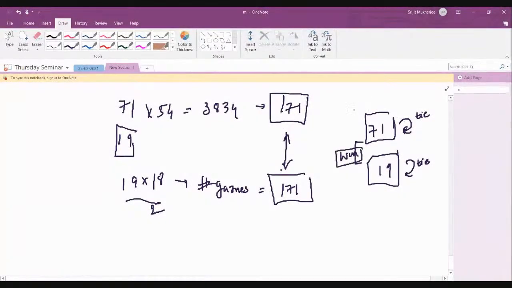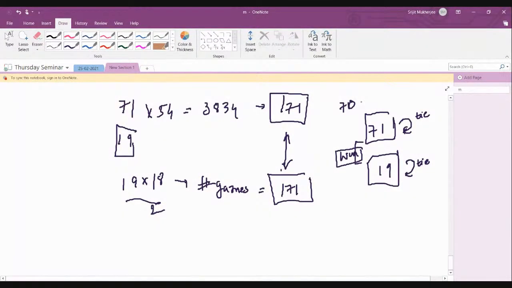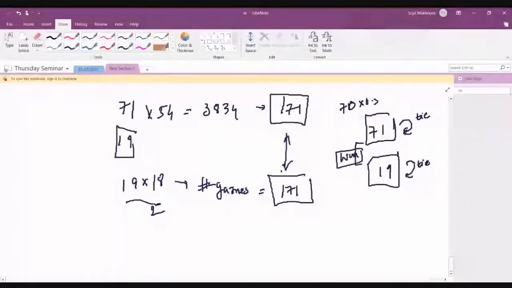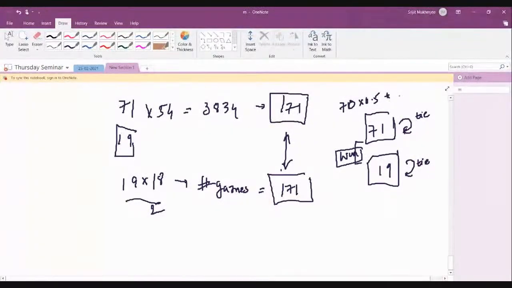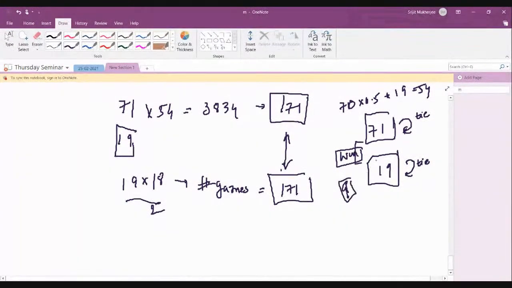Let's check, suppose this happens. So 71 into 70. For each person, 70 games they have played into 0.5, that's 35, plus 19 for a win over there. So you get 54 over here. And here they get 18 into 0.5, that is 9 points each, as they have a tie. That's the whole idea. So it's all 54, and the last of them 9s. This makes sense. 19 of them 9s.